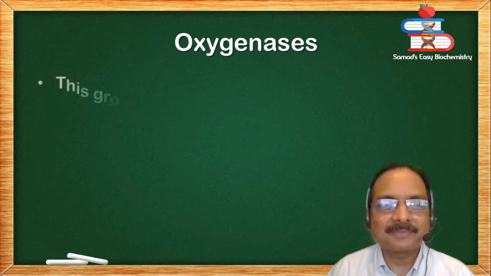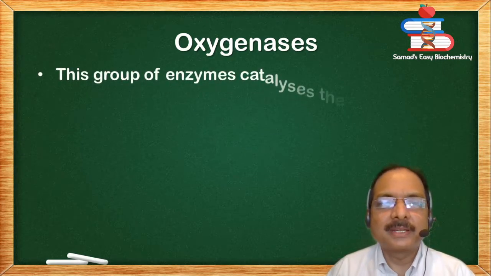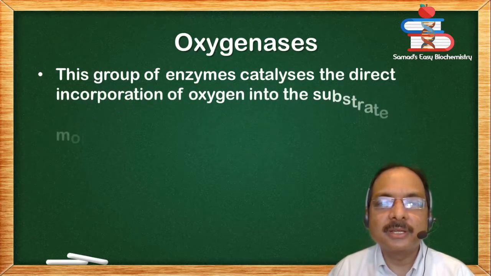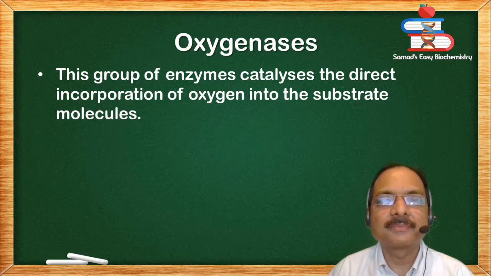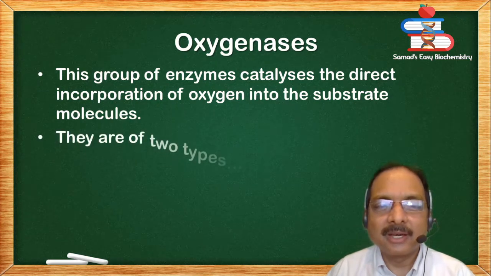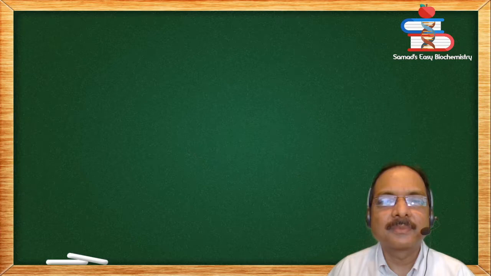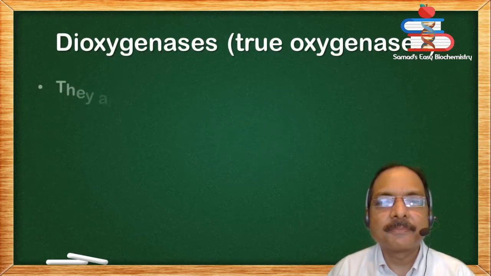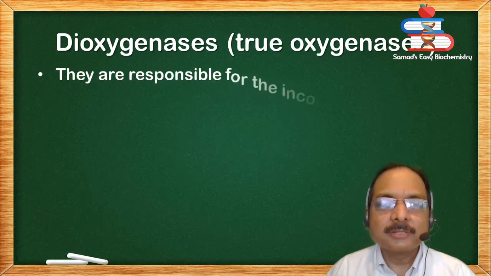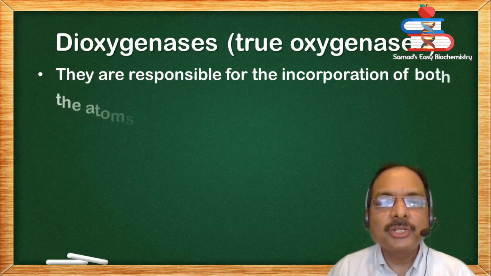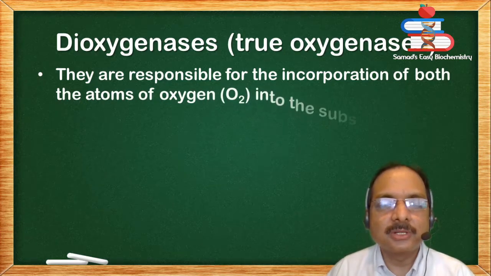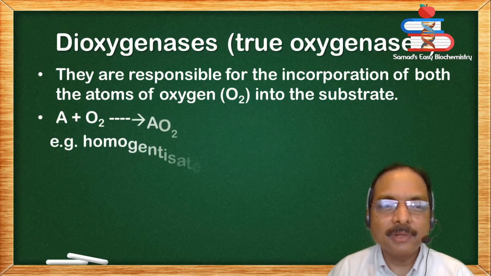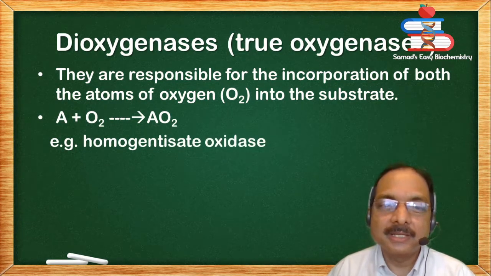Oxygenases. This group of enzymes catalyze the direct incorporation of oxygen into the substrate molecules. They are of 2 types: dioxygenases or true oxygenases. They are responsible for the incorporation of both the atoms of oxygen, O2, into the substrate. Example, homogentisate oxidase.